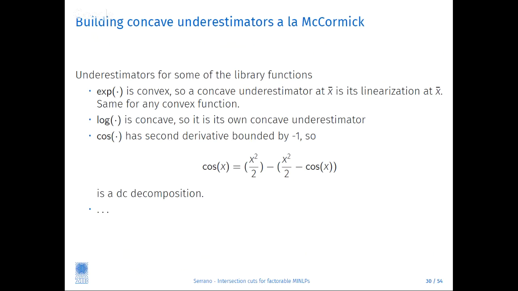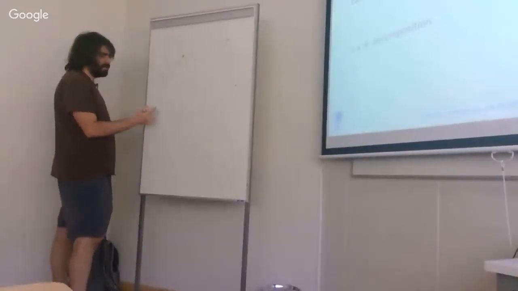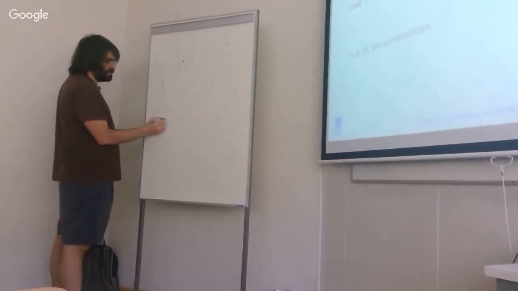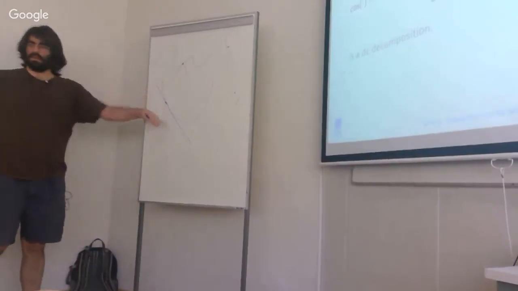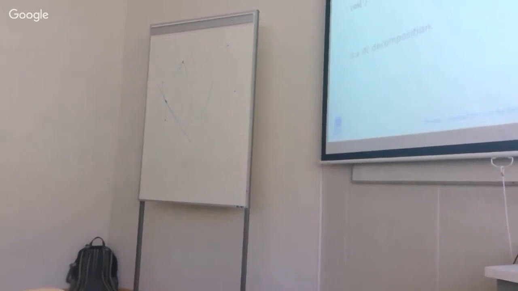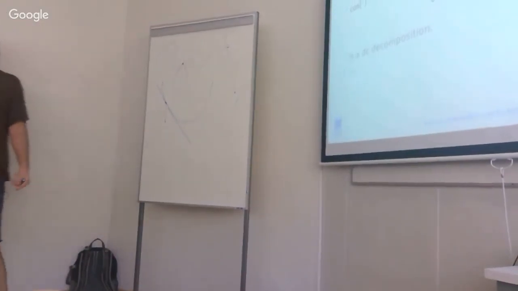Then let's try to build it like McCormick did for the convex underestimator. We now try to follow the same recipe for the concave underestimator. We first need to look at the library functions. So the exponential is convex. A concave underestimator of a convex function is just the linearization of the function at the point, right? We have a convex function, and then we want to build the concave underestimator at this point. It needs to be tight here, so we just linearize. The linear one is a concave function, and it's an underestimator. Good. The logarithm is concave, so it's its own underestimator.